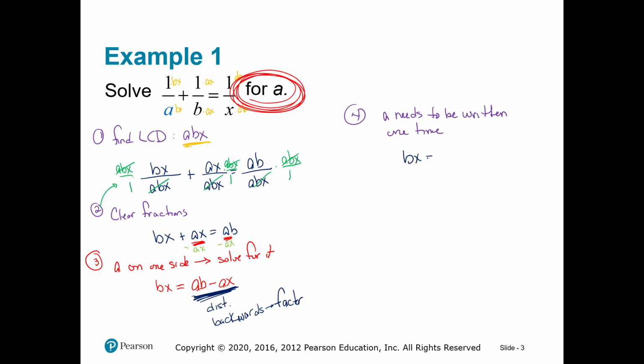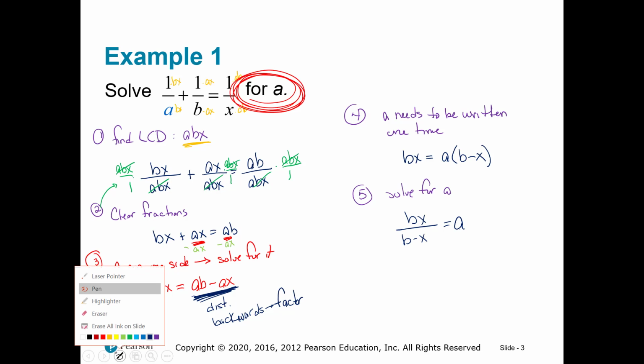So we have your BX equaling. And if I factor out what's in common, I can factor out the A. And now A is written one time, isn't it? Cool. Which means last but not least, I need to finally solve for A. And when I do that, I'm going to divide both sides by that parenthesis. And A is by itself. And again, if you need to, make certain you put your work under both sides so you can see what it looks like. Okay, you know if you need to write these little steps in.